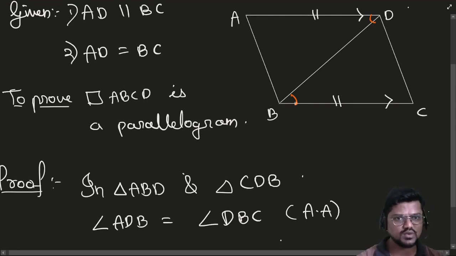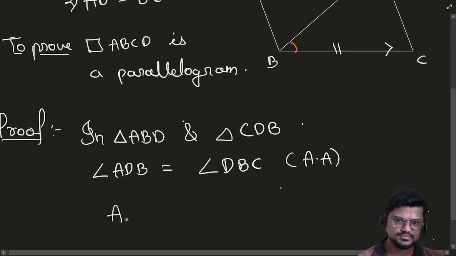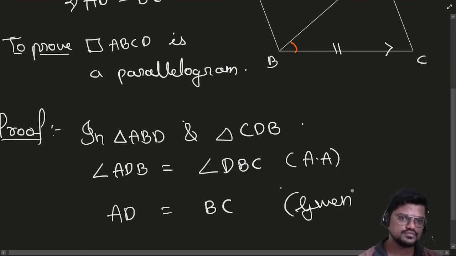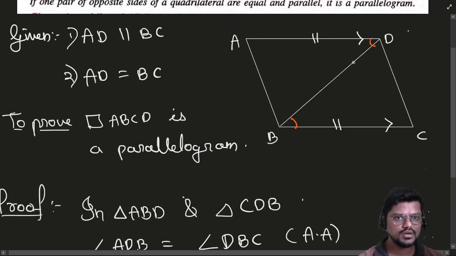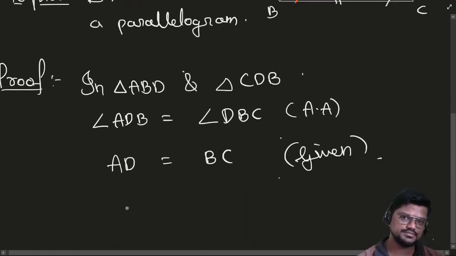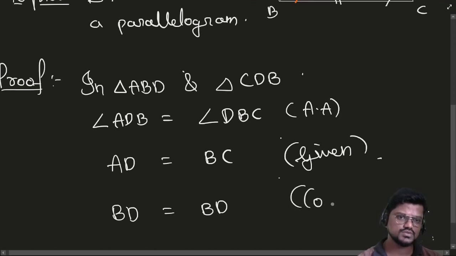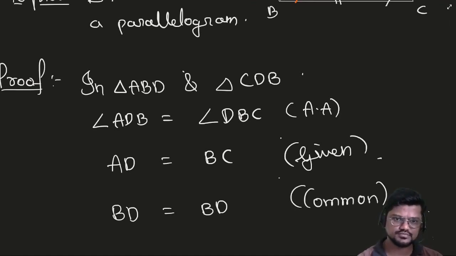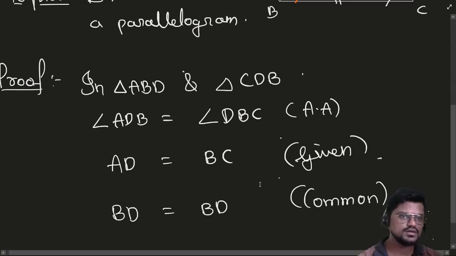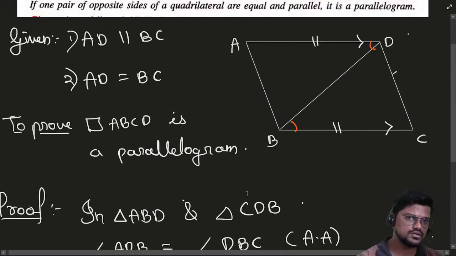Also, AD is equal to BC. Given. This is what is given. Yes or no? Also, BD will be equal to BD. That is common. Got it?